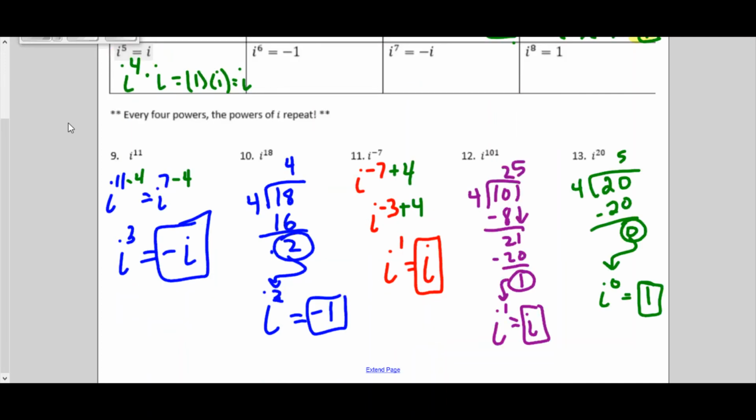Hopefully you gave 12 and 13 a try. In 12, when you do your division, you end up with a remainder of 1. So i to the first is just i. In 13, kind of interesting, when you divide 20 by 4, you get a remainder of 0, because 4 goes into 20 evenly. So your power on i is 0, and remember, anything to the 0 power is 1. What you're going to notice is that i to the 0 is the same as i to the 4th. Those are both 1. So i to the 0 and i to the 4th have the same value, because when you have a remainder of 0, it just means that the number was divisible by 4.